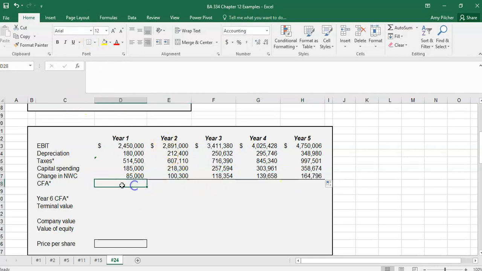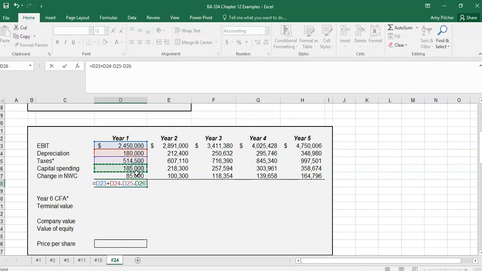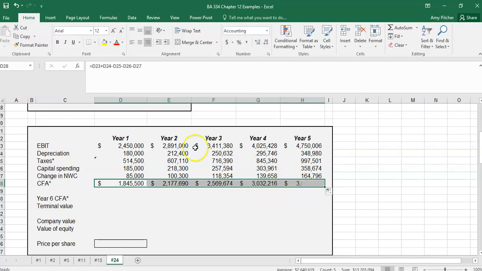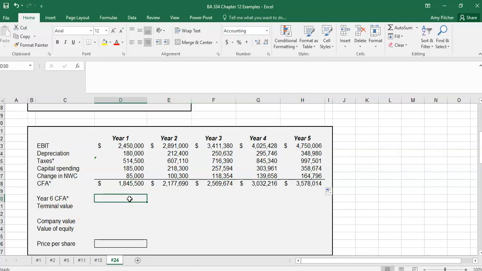So if we're trying to calculate our cash flows from assets, that is EBIT plus depreciation minus taxes, minus capital spending and minus change in net working capital. If you remember that formula from chapter 2, so see how we're reusing, we're doing chapter 2, chapter 8, chapter 9, chapter 12, all together.